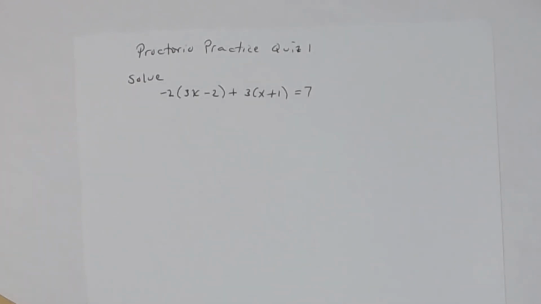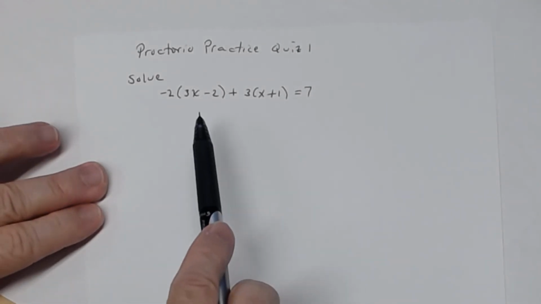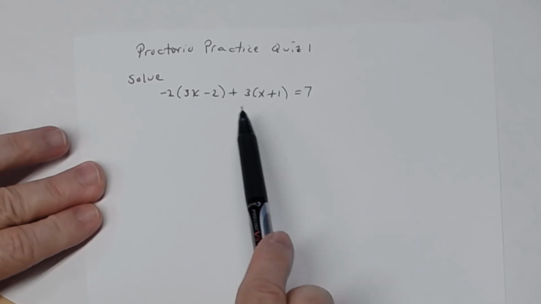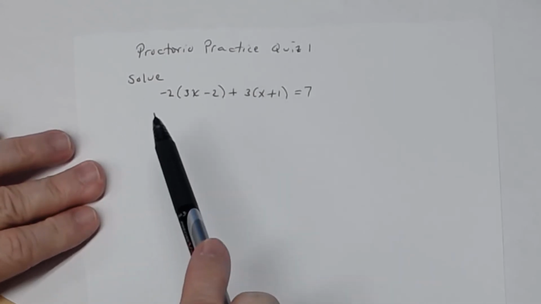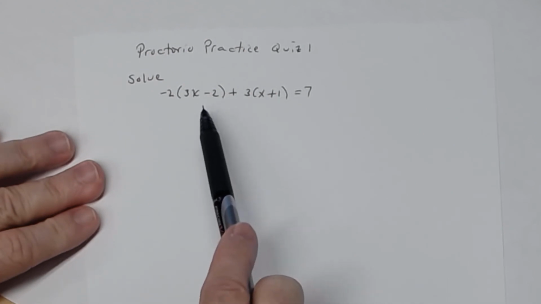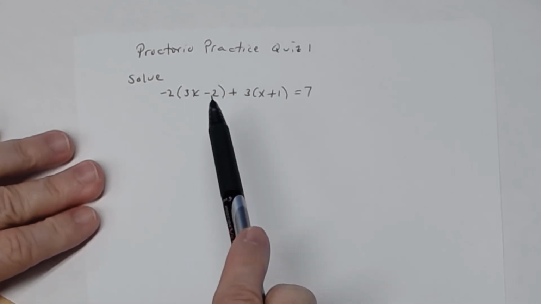All right, so this is the Proctorio Practice Quiz 1, and there was only one problem, and you have to solve this linear equation. Now, to solve this linear equation, you have to notice that there are sets of parentheses here. And so when there are sets of parentheses, you're going to use the distributive property.